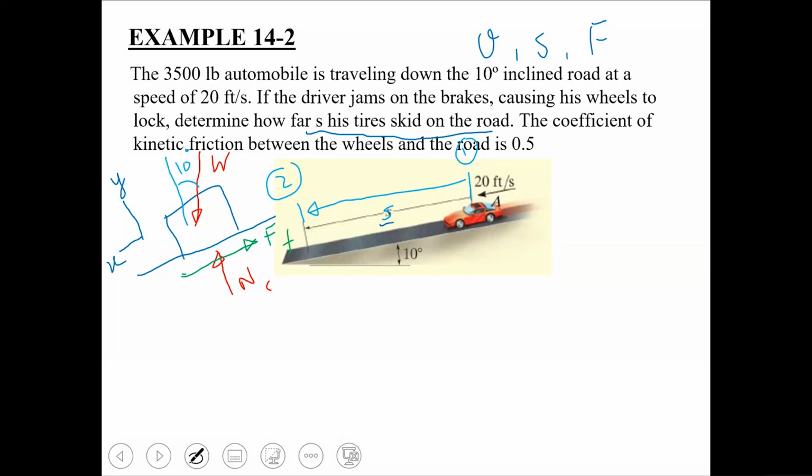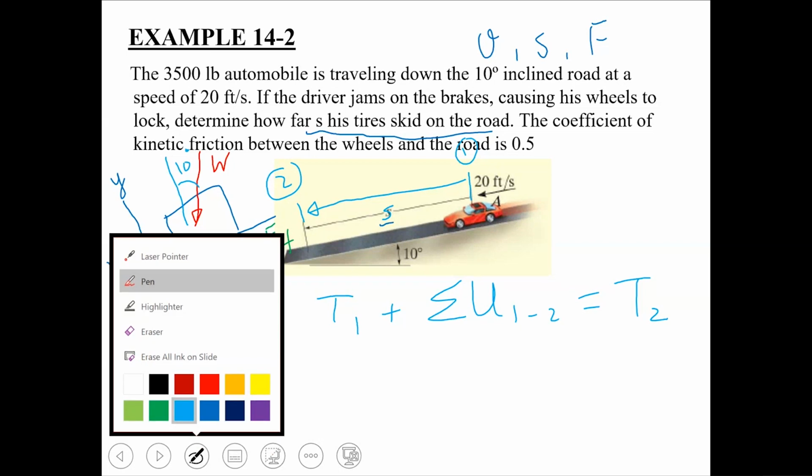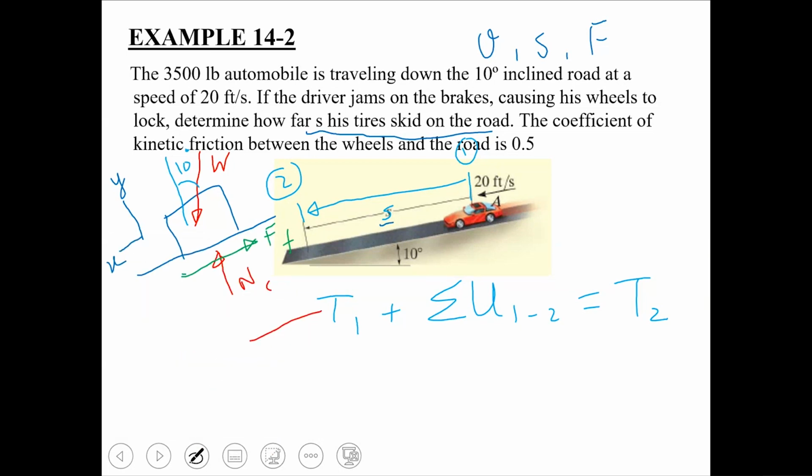So applying the principle of work and energy, it says that the initial kinetic energy of the car plus work done by all the forces which are acting on the car between position 1 and position 2 should be equal to the final kinetic energy of the car. So this is the principle of work and energy. We are going to evaluate each and every term one by one. First of all, starting with the initial kinetic energy. What is the initial kinetic energy of this car?